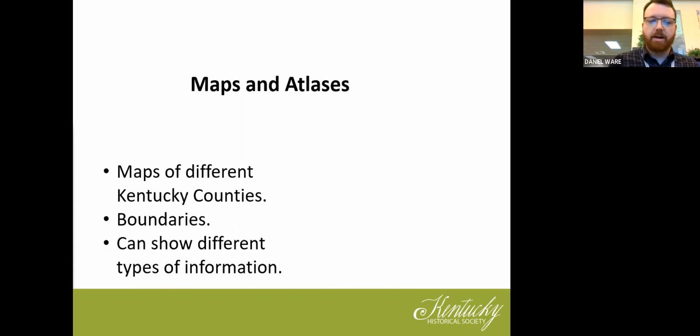We also do have maps and atlases. We have them for different Kentucky counties, and a lot of times they can help show you what some of the boundaries were. You can kind of see changes on particular areas over time, and certain maps or atlases that we do have can also tell you this particular area may have produced this particular crop, or this might have been what they really raised and kind of their economic livelihood, I guess you could say.